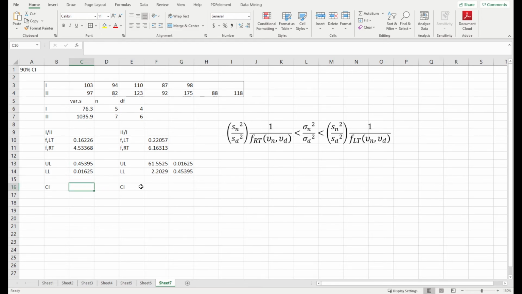Okay? So ang confidence interval lang dito is 1.7, sabi na 1.6 to 0.45. Tapos dito naman, it's 2.29, 2.20 to 61.55. Okay? And these two are the same interpretation. Magkaiba lang yung numerators at denominators.